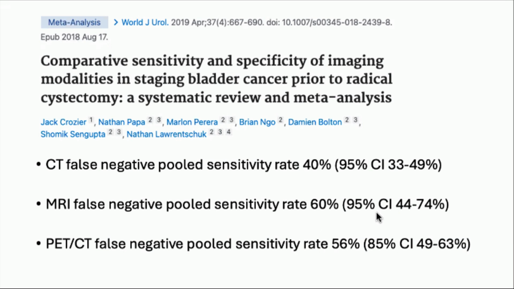Now, there were some reports of using iron oxide IV particles that are injected prior to MRI to see if this will increase the sensitivity of MRI to detect pathologic lymph nodes. However, this has not really shown any significant clinical promise, and there's not really more recent data on it.